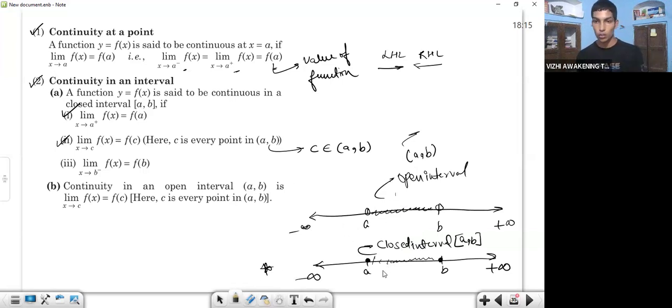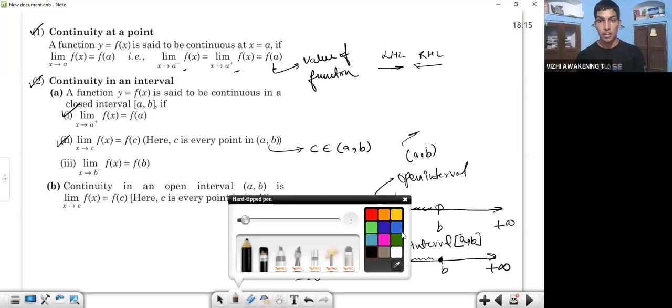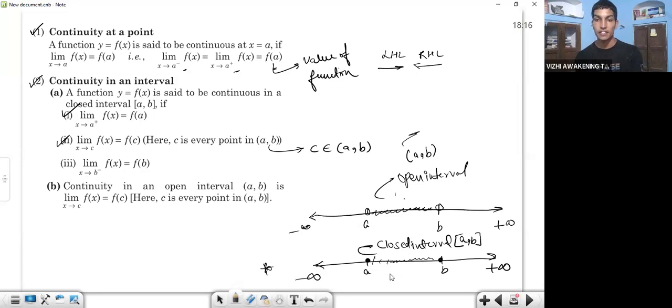So for a closed interval, we approach the value of a from the right-hand side and the value of b from the left-hand side, and both those limits must be equal to the value of the function at that particular point, that is, at a and at b. So these are three conditions. When these three conditions are satisfied, then we can say that our function is continuous in the closed interval [a, b]. Is that clear, everyone?